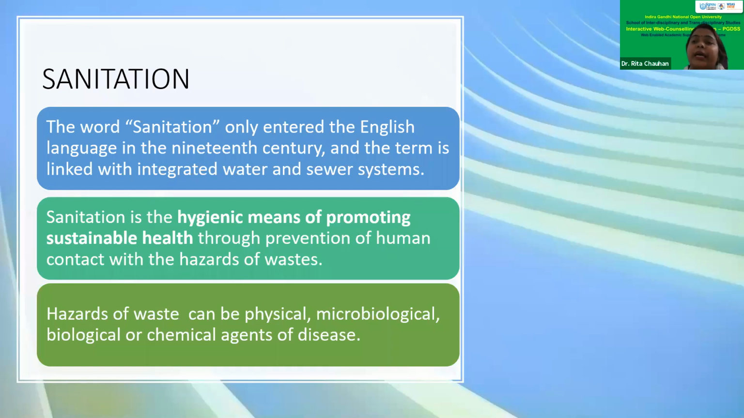Sanitation is a hygienic method of promoting sustainable health through prevention of human contact with hazards of the waste which are generated by human activities. The waste can be of physical nature, or microbiological, biological, or chemical agents of disease. And there are many human activities which are causing disease to our health also.